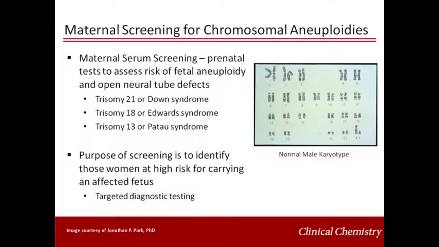The purpose of screening for these conditions is to target invasive diagnostic testing only to those pregnancies that are calculated to be at a high risk. While maternal screening strategies such as the second trimester quad screen are also used for screening for open neural tube defects, the focus of this presentation will be screening for the chromosomal aneuploidies. And to begin, I will briefly discuss trisomies 21, 18, and 13.